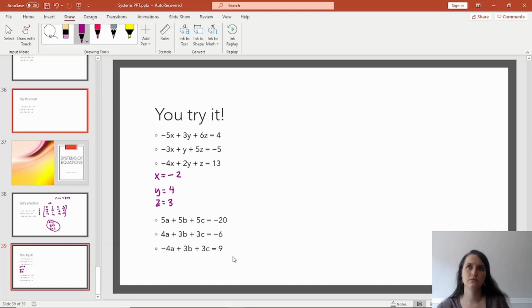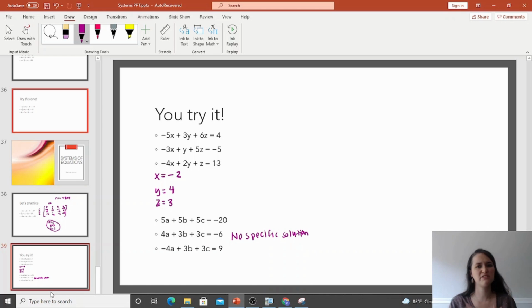So we don't say no solution or infinite solutions. We're just going to say no specific solution. We won't get into that right now. This is just your calculator trick. So you can see some stuff fell apart in that problem. It didn't really work out, and that's okay.